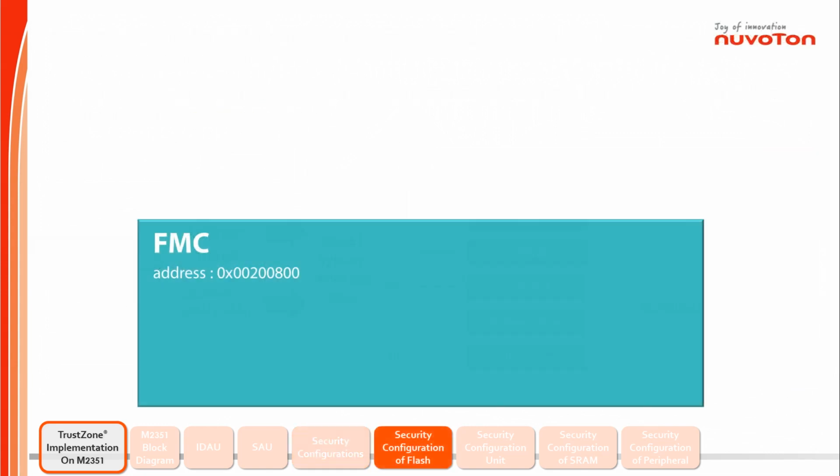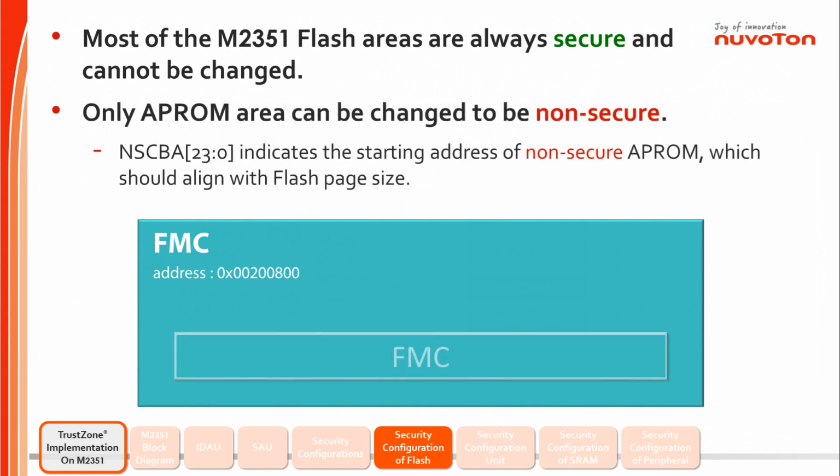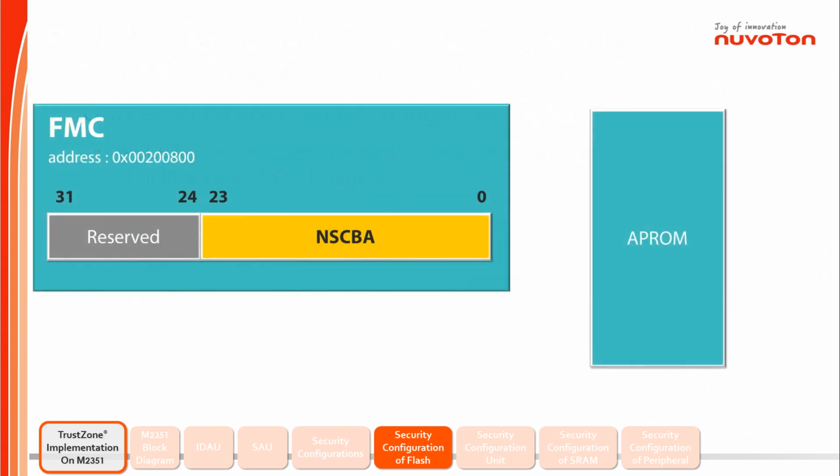In the M2351, the flash areas include LD-ROM, AP-ROM, and user configuration words. Only the AP-ROM can be changed to be non-secure. The others are always secure. There is a register NSCBA in FMC. It is used to define the starting address of non-secure region in AP-ROM.